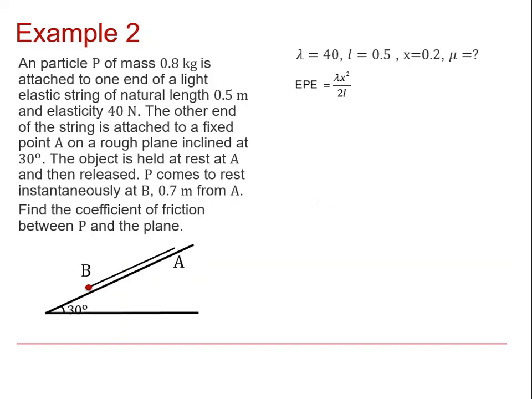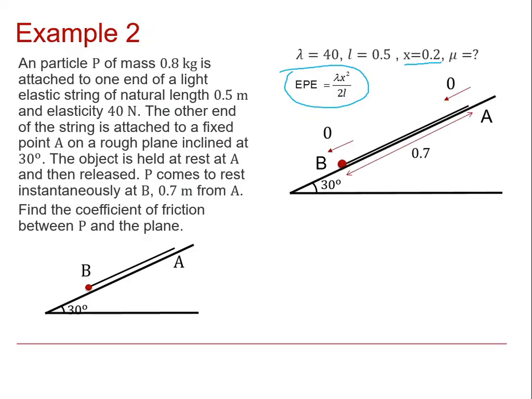So we will begin by summarizing the problem on the left, exactly as we've just said. I've just taken up less space. We'll need to use our usual formula for elastic potential energy and extract from the question the various parameters. So lambda is given as 40. The natural length is 0.5. We're told that it's 0.7 below A along the slope, that is, when it finishes, which means there's an extension of 0.2, and mu is what we're trying to find. So there's our summary of the information.